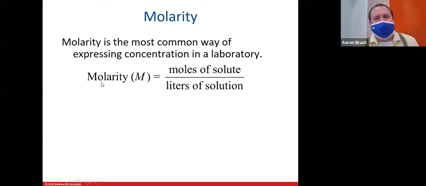The last calculation is something called molarity. Now, in a laboratory setting, and you've seen this, molarity is the most common way to express concentration. Because usually in a laboratory, we are concerned in some way with the number of moles of something that are present. And the molarity gives us an avenue by which to get to that number of moles. In molarity, we are calculating the moles of solute, that is the thing that is dissolved, divided by liters of solution.